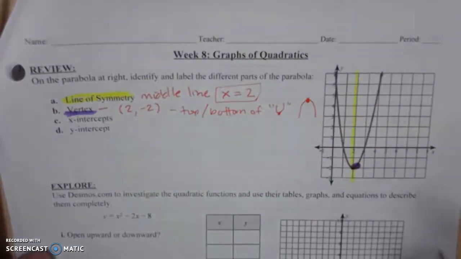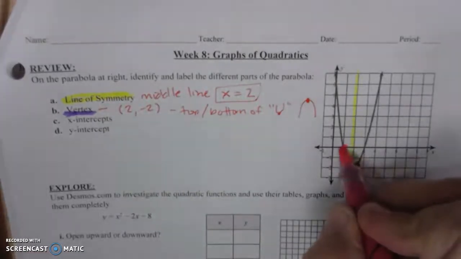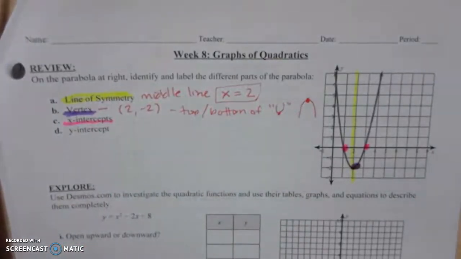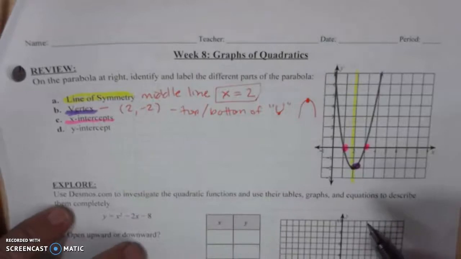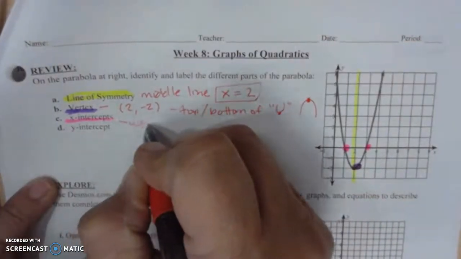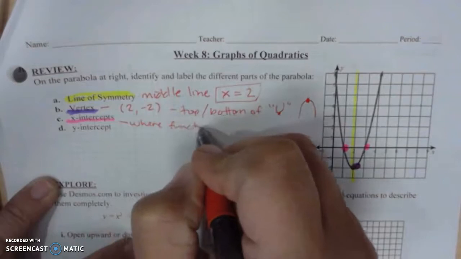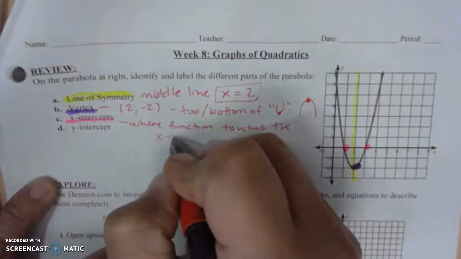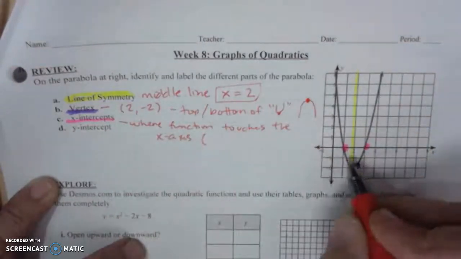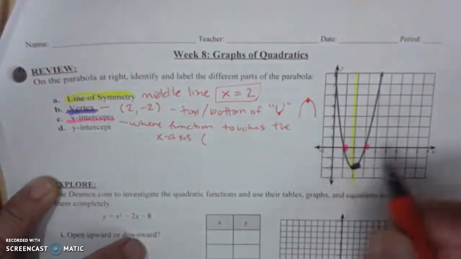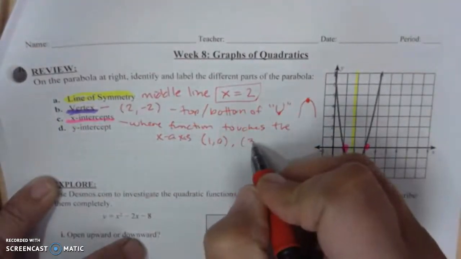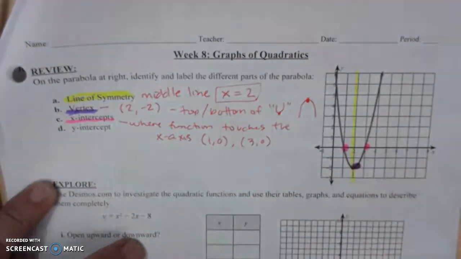The x-intercepts, let's pick the color pink. The x-intercepts are where the function or the graph touches the x-axis. And so in this case, it's touching it at the points (1, 0) and (3, 0). So those are the x-intercepts.